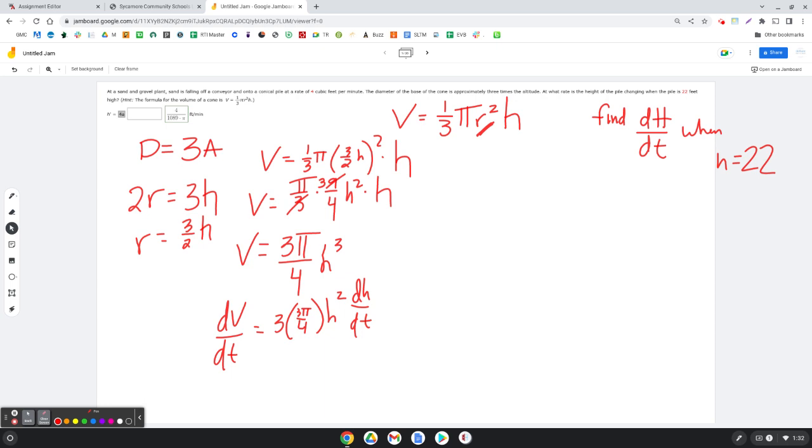They want dh/dt. They tell you that dV/dt is 4. I'll switch over to black now. So 4 equals, that's 9 pi over 4. See where I got that from? Times h squared. Well, h is 22. Can you do 22 squared for me? 484.